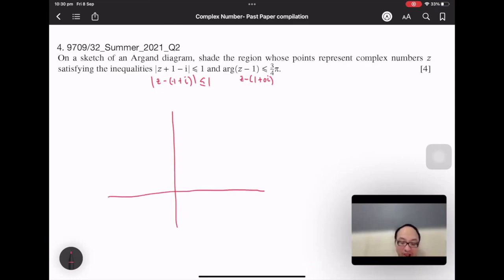This is the circle with center negative 1 and 1. So negative 1, negative 2, negative 3, 1, 2, 3. So negative 1 and 1. The radius will be 1. So it will be like this.